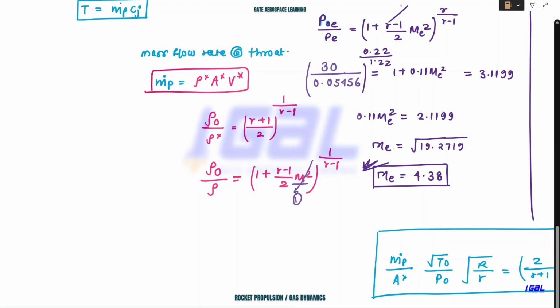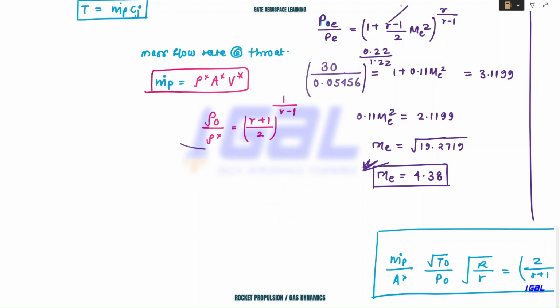You can do this substitution, M as 1, and you will end up getting this as (gamma plus 1) divided by 2 raised to the power this one. This is how you end up getting this formula. Okay, substitute everything in this.